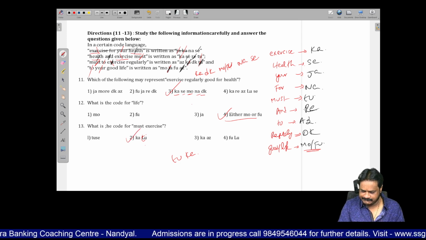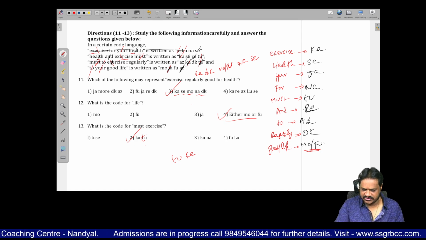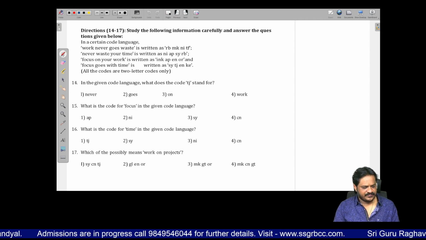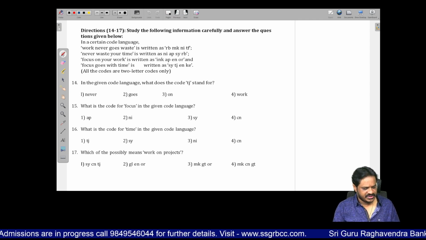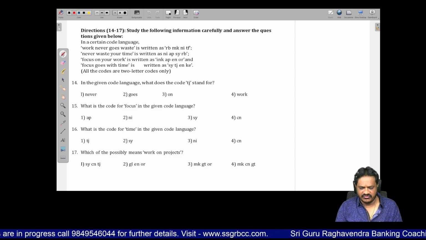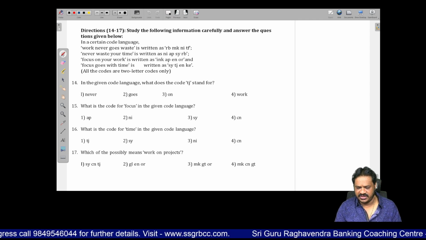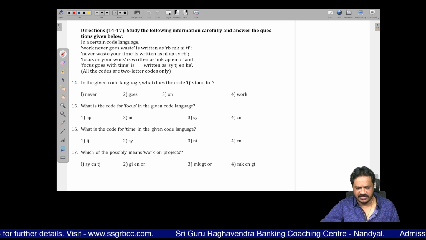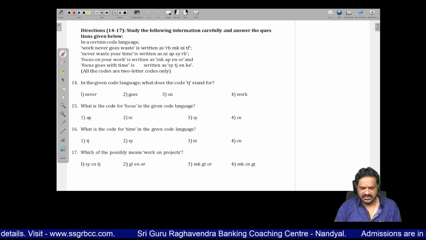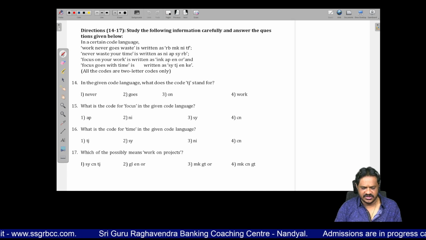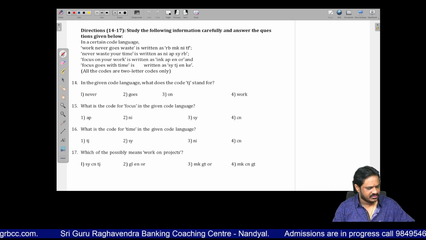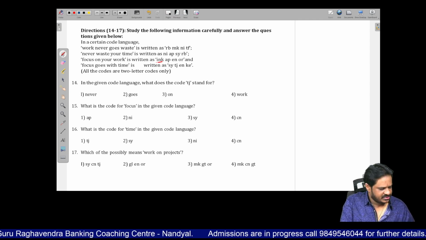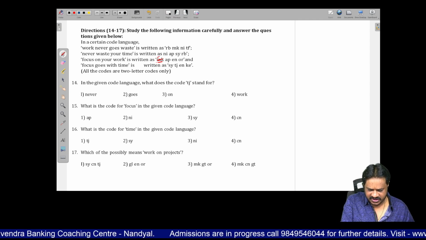See the next question. In a certain code language, work never goes waste is written as RBMKNITF. Then never waste your time is written as NIAPSYRB. Then focus on your work. That is not INK, that is MK. So you should make a change. That is MK.